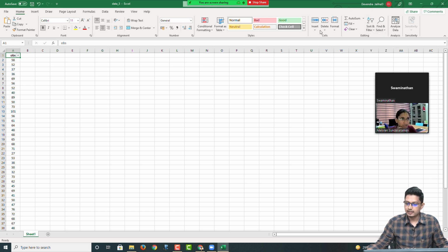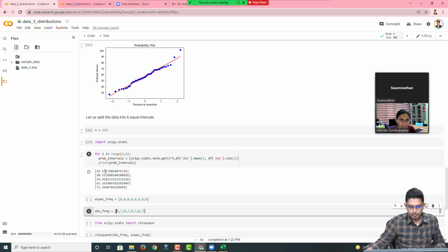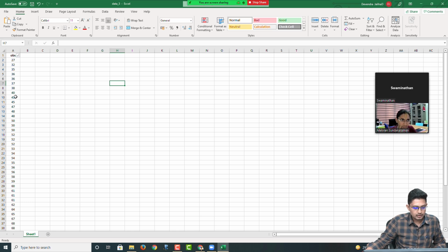So we saw this interval, 42.57. If you look at this, there will be 9 observations. Exactly. And let us take a look at the next 7 observations.